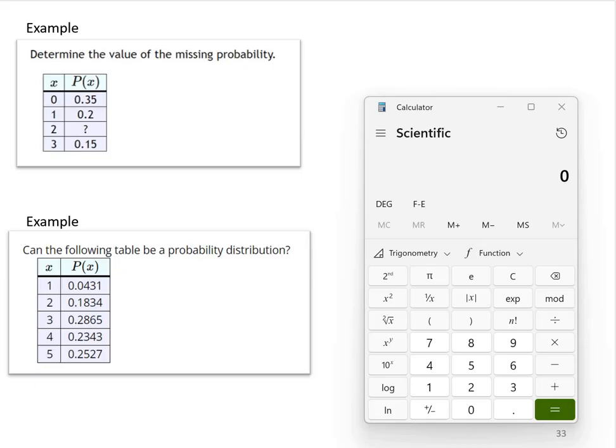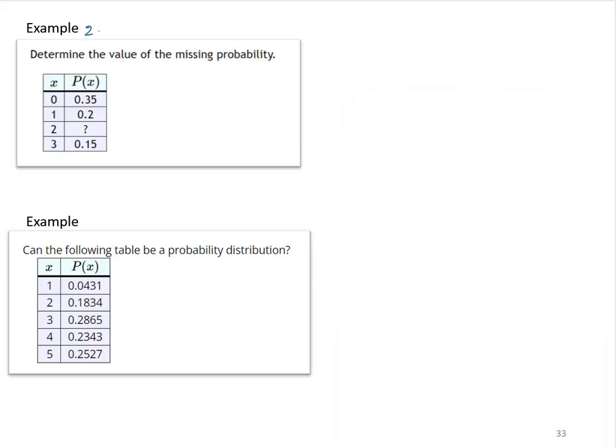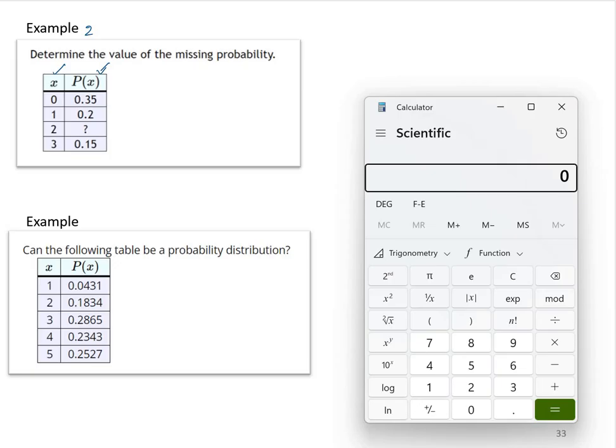Okay. Now let us have another example. Example number 2. Okay. In this case, determine the value of the missing probability if it is a probability distribution. So we have the random variable x here, the probabilities are here. How do we check? We know if it is a probability distribution, the sum of the probabilities is always equal to 1. Okay. So when we add up all these things, that will end in 1.